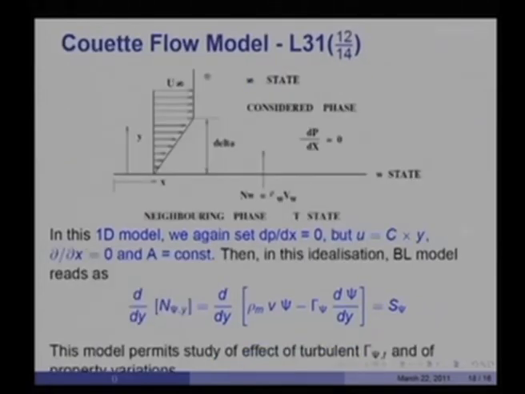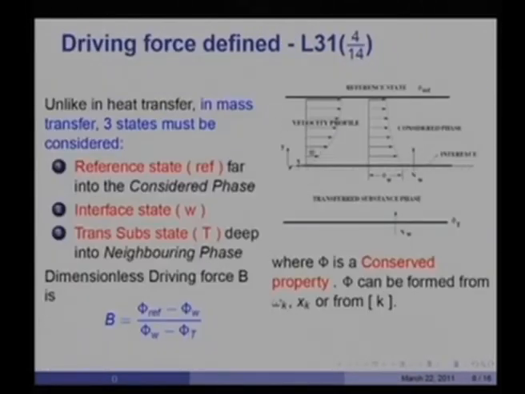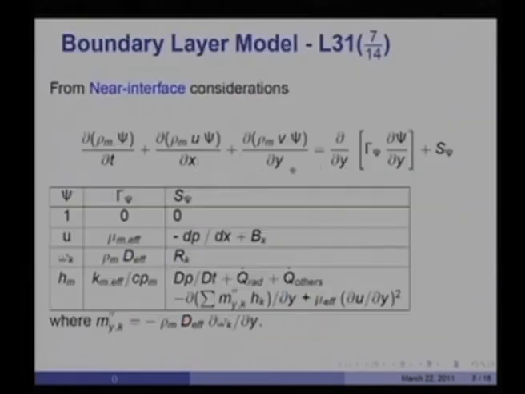Couette flow model goes closer to the boundary layer flow model, but instead of an elaborate velocity profile, which is like this and which is actually influenced by the mass transfer rate, this shape is taken to be simply linear.